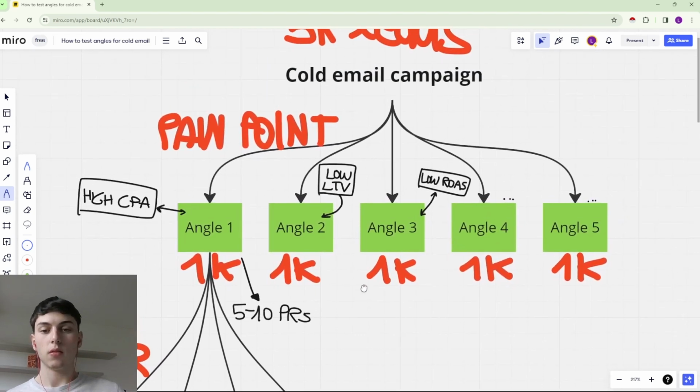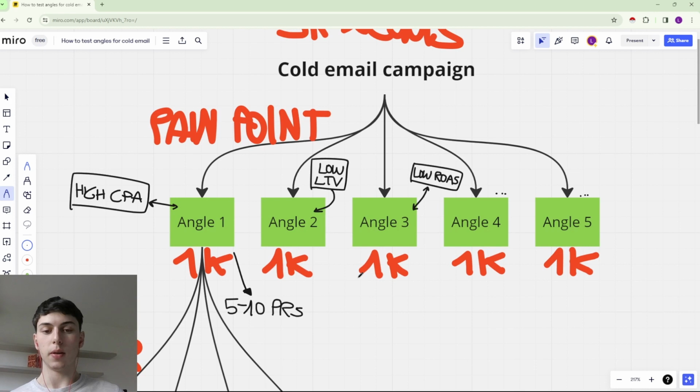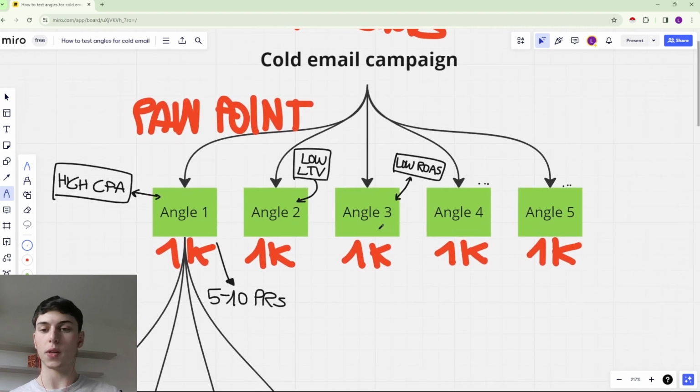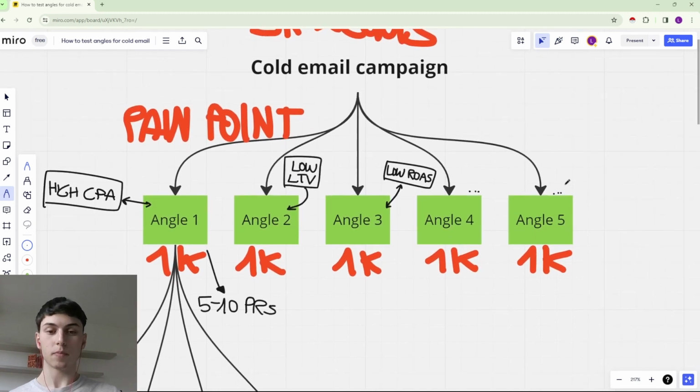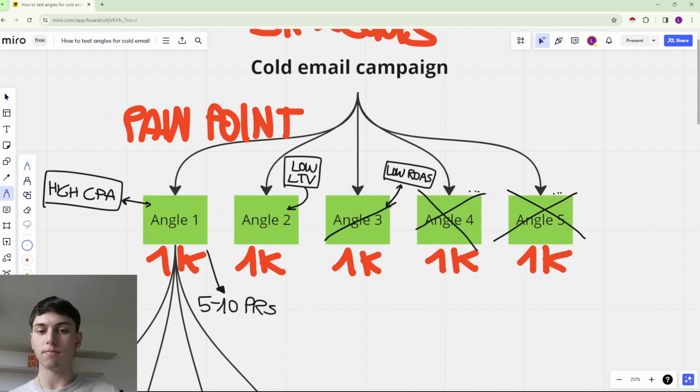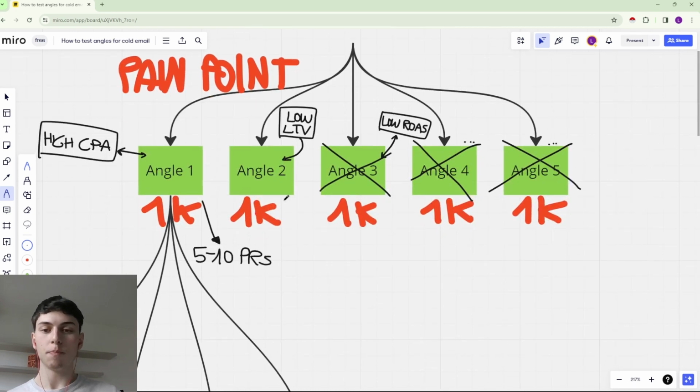Now, after you've sent each angle to 1,000 prospects, you do an audit of the campaign and see which angle worked best and which angle didn't work really well, and see what actually works well with your target market. So, for example, let's say that once you've sent to 5,000 leads, you do an audit and see, okay, angle 5 didn't work, angle 4 didn't really work, didn't get any positive replies, angle 3 didn't work as well, angle 2 maybe got 2 to 3 positive replies.